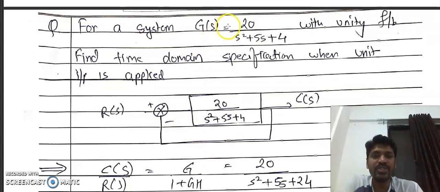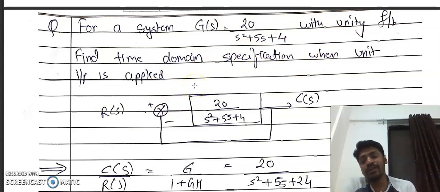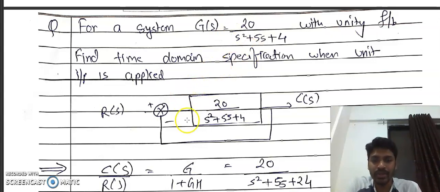For the system G of S is equal to 20 by S square plus 5S plus 4 with unity feedback, find the time domain specifications. When unit input is applied, this is the system. Whenever feedback is not given for the system, always consider it as unity feedback. So this diagram is given in the question.